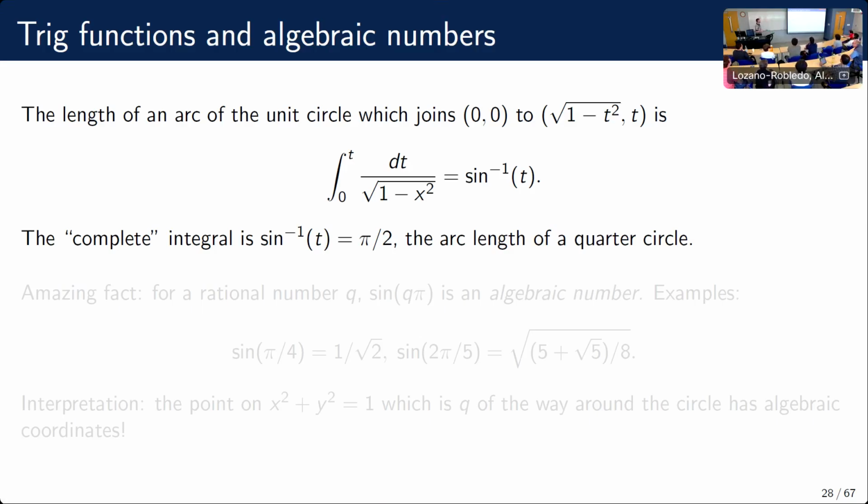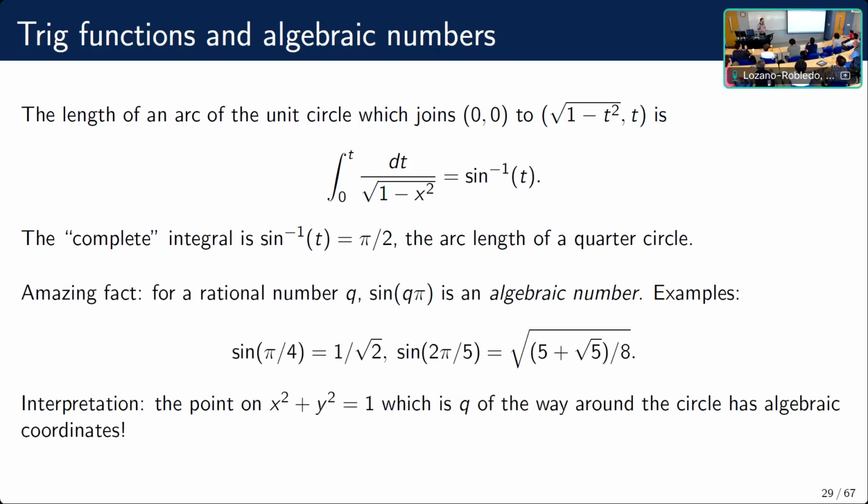Thank you for that. So the complete integral is what you get when you take t all the way around the quarter circle, and that would be pi over 2, the arc length of it. Oh, this should actually be 1. That's another arc sine of 1. Or you could say let t equal 1. Okay.